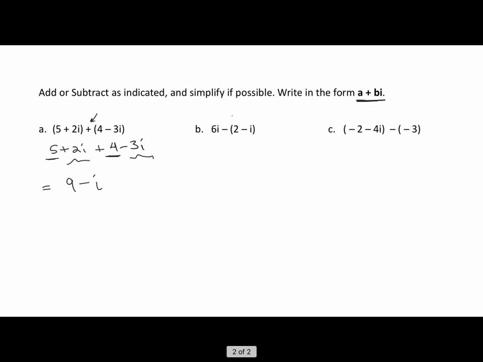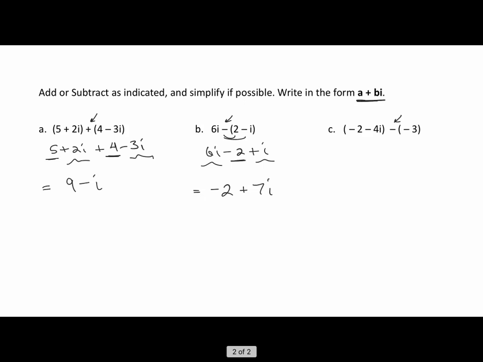For b, I have subtraction. I see there's a subtract sign, so I'm going to distribute that subtraction. Minus 2 minus, so plus i, change that sign. And then real numbers, just a negative 2. So that's all I have for the real number part. And I have like terms for the imaginary unit. 6i plus 1i is 7i altogether. And that's written in the a plus bi form.